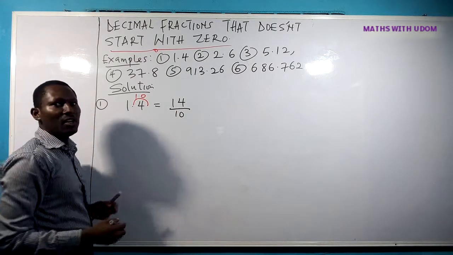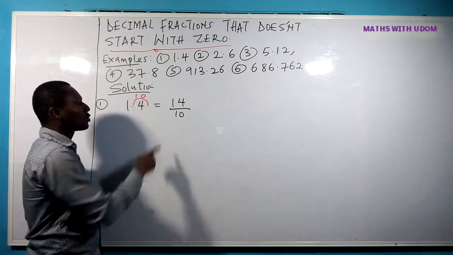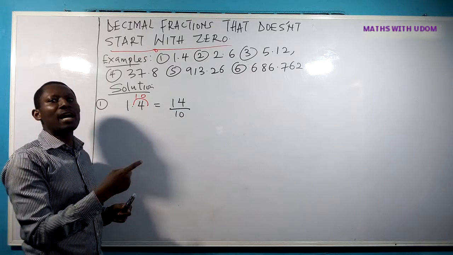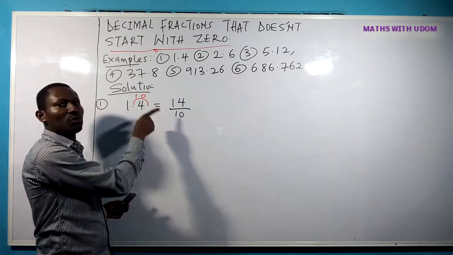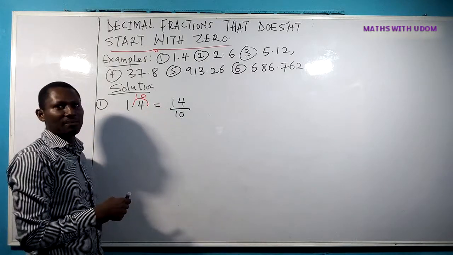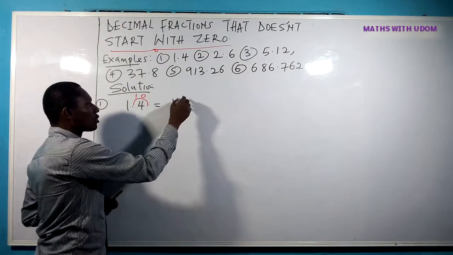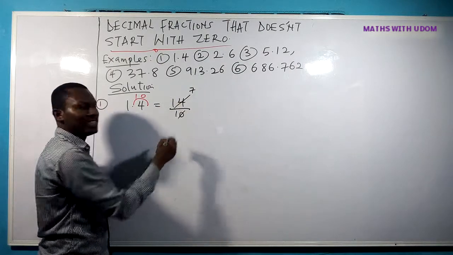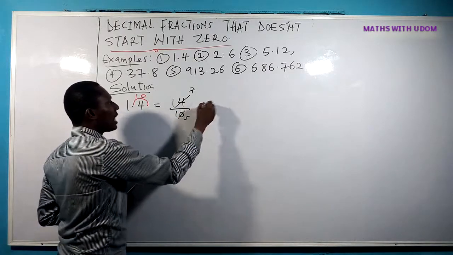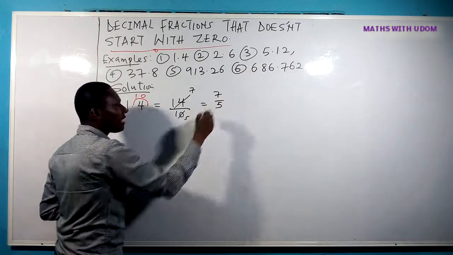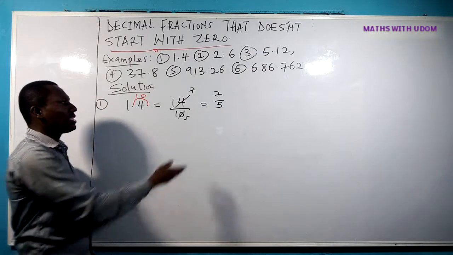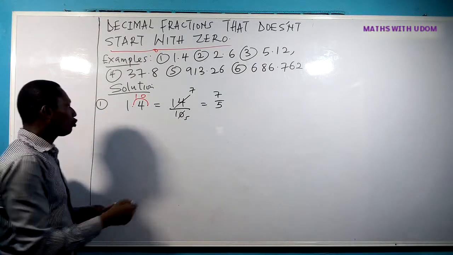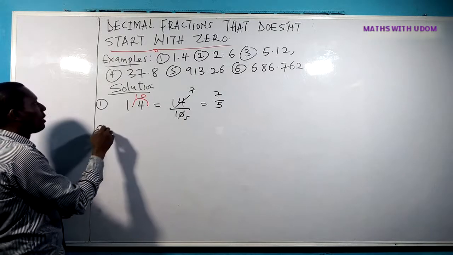Now from here, you look at the common factor between 14 and 10. What is the number that can divide through 14 and 10 at the same time? You can see that 2 can go. 2 in 14, you have 7. 2 in 10, you have 5. So you have 7 divided by 5. You can see that it leads to an improper fraction.